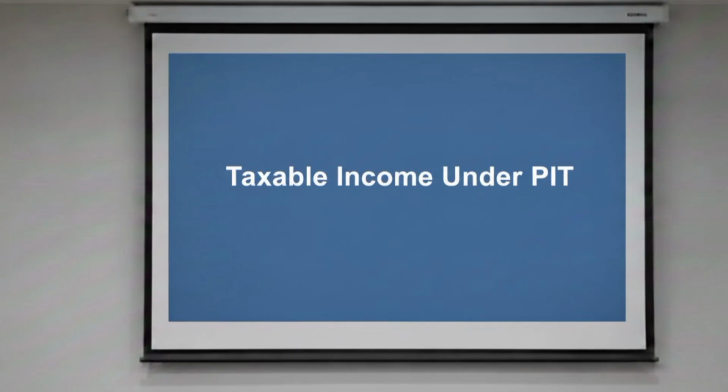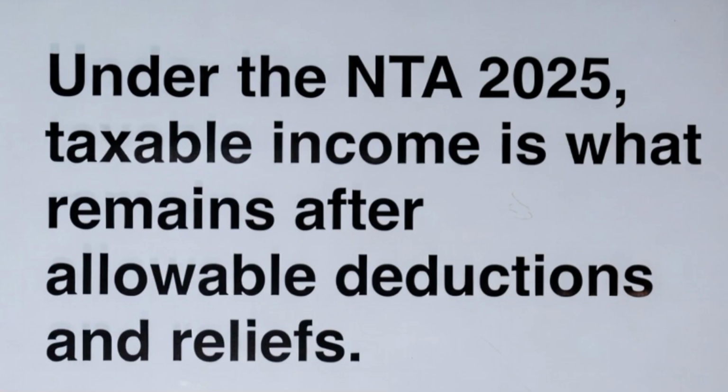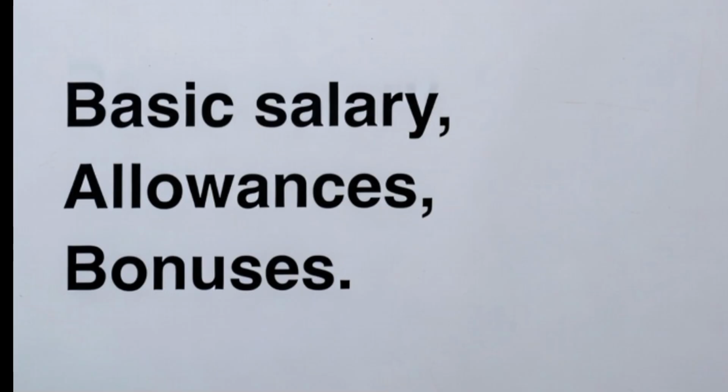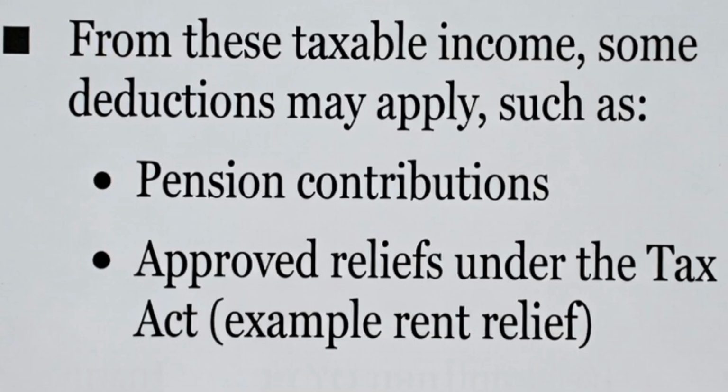Let's talk about taxable income under PIT. It's important to note that not all income is fully taxed. Under the NTA 2025, taxable income is what remains after allowable deductions and reliefs. Common taxable income includes basic salary, allowances, and bonuses. From this taxable income, some deductions may apply, such as pension contributions and approved reliefs under the Tax Act, for example, rent relief. After applying the allowable deductions, the remaining amount is what is taxed using the PIT rates.